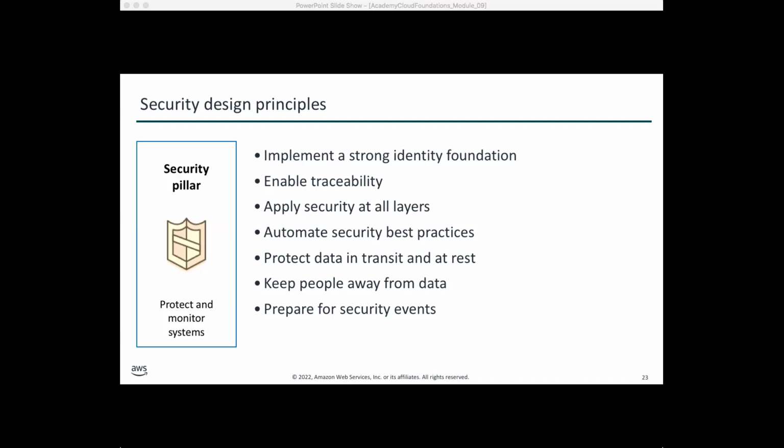Enable traceability. So there should be a mechanism to read logs, monitor, alert, and audit actions and changes to the environment in real time. There should be a mechanism to integrate logs and metrics with systems to automatically respond and take action if something goes wrong. Apply security at all layers. For each and every layer, you apply security. Remember defense in depth, right? We should implement the principle called defense in depth.